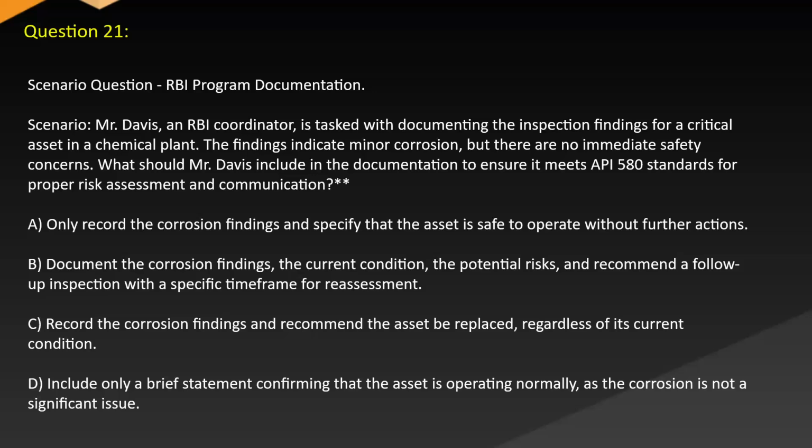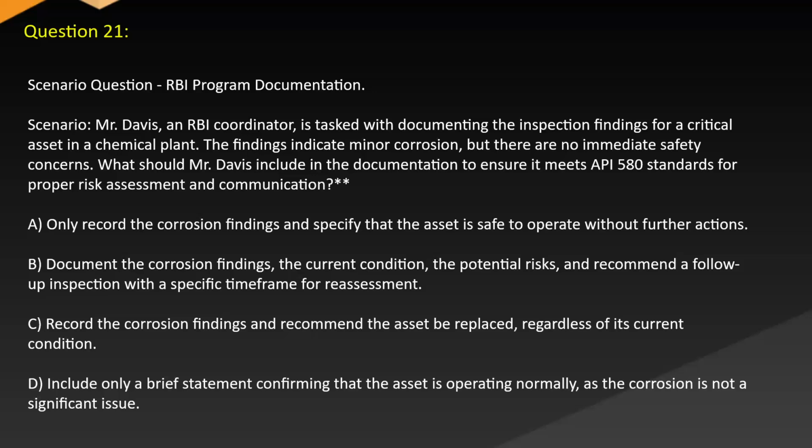Scenario: Mr. Davis, an RBI coordinator, is tasked with documenting the inspection findings for a critical asset in a chemical plant. The findings indicate minor corrosion, but there are no immediate safety concerns. What should Mr. Davis include in the documentation to ensure it meets API 580 standards for proper risk assessment and communication? A. Only record the corrosion findings and specify that the asset is safe to operate without further actions.